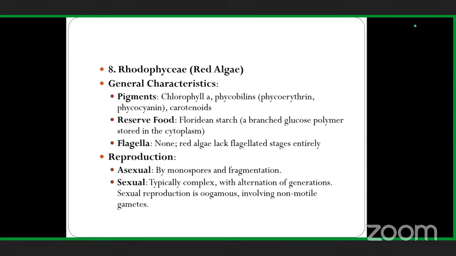Sexually, it is typically complex with alternation of generations. Sexual reproduction is oogamous, involving non-motile gametes. So in sexual reproduction, you will find non-motile gametes, and this is a complex reproduction where alternation of generations means both sporophytic and gametophytic stages are present.